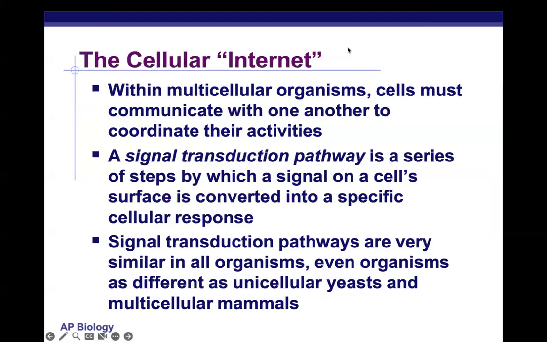So within multicellular organisms, cells must communicate with one another to do many different activities. A signal transduction pathway is a series of steps by which a signal from one cell's surface is converted into a specific cellular response. So a signal transduction pathway is a specific part of this communication sequence of steps that takes this signal when it's received by a cell and converts it into a specific response.